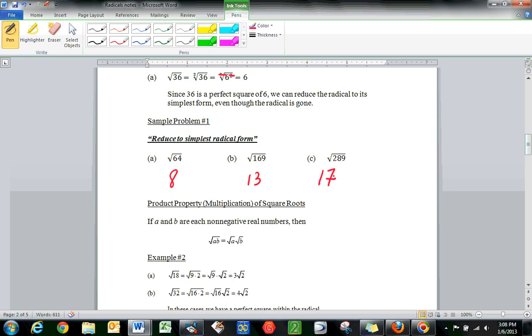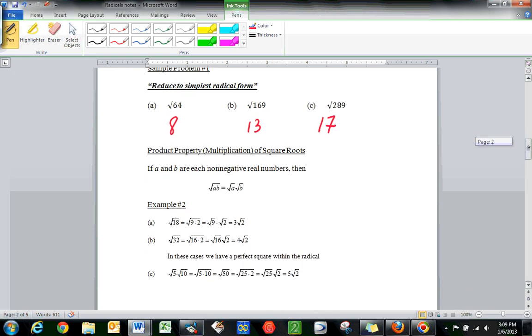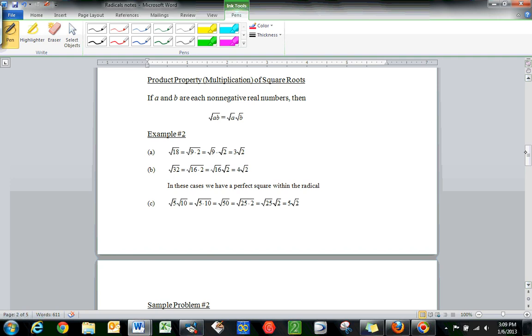Even though the radical is completely eliminated, we've taken a radical and simplified it as far as we can. So this is still considered to be in simplest radical form because it's simplified as far as you can go. Now, in some cases, you will still have a radical even though it's in simplest radical form. There may be a radical remaining in the final answer. So let's take a look at a couple other properties that we can use to help us with simplifying radicals.